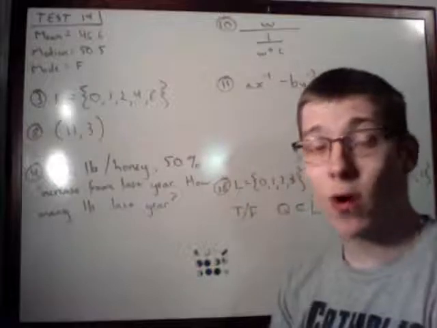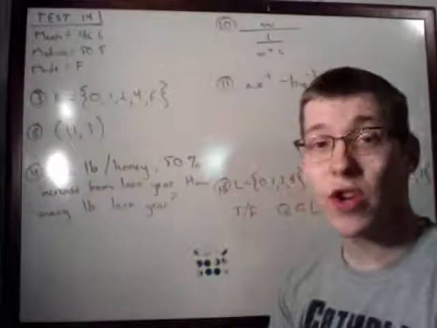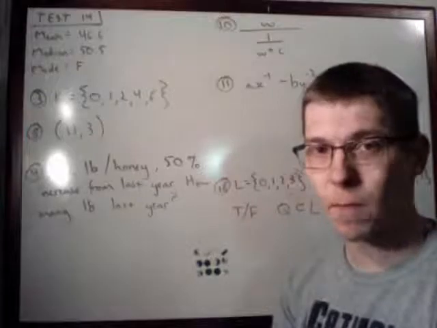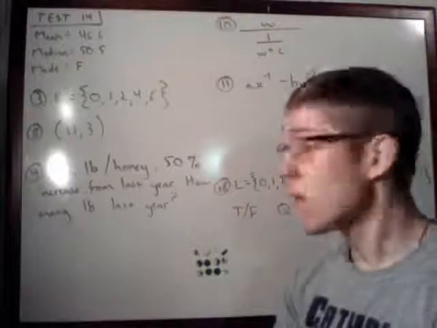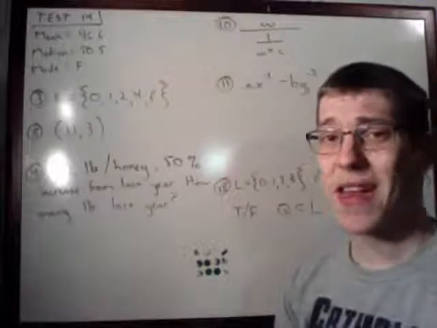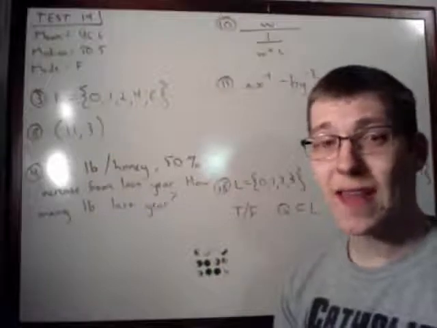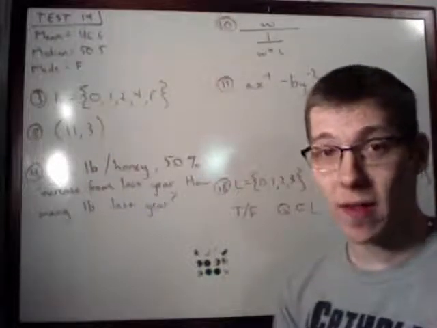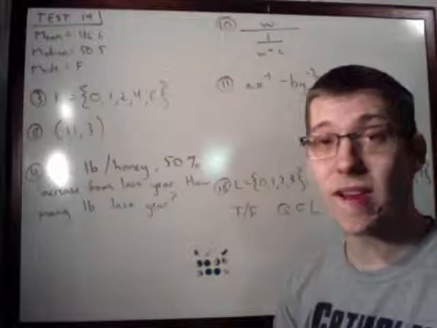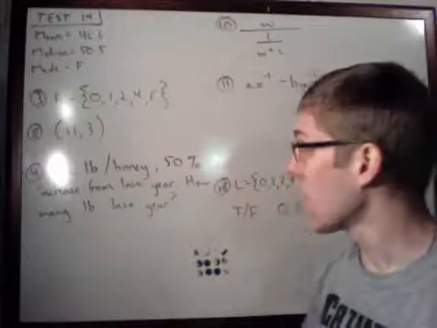Now, a lot of you saw 50%, you saw 72, and so you wrote 36 pounds as your answer. Be careful, though. If he got 36 pounds last year and then he got 72 this year, that's actually a 100% increase because it doubled. 100% increase is a doubling. So we've got to be careful here.